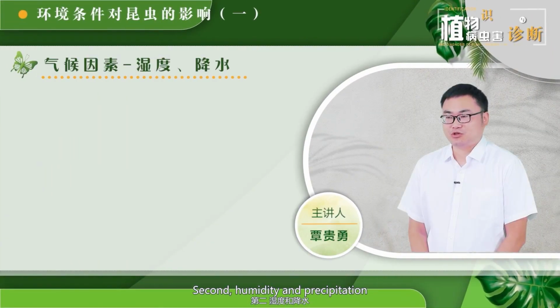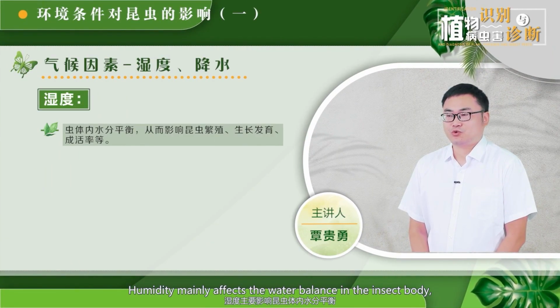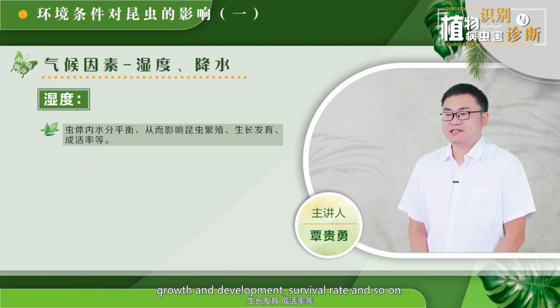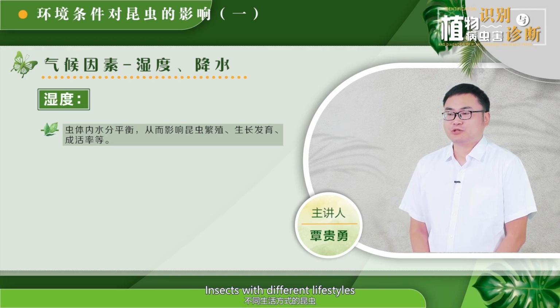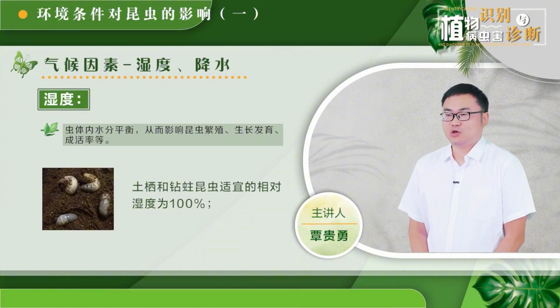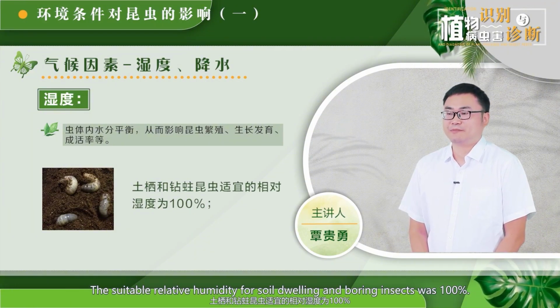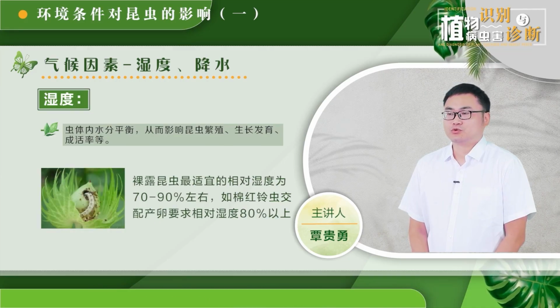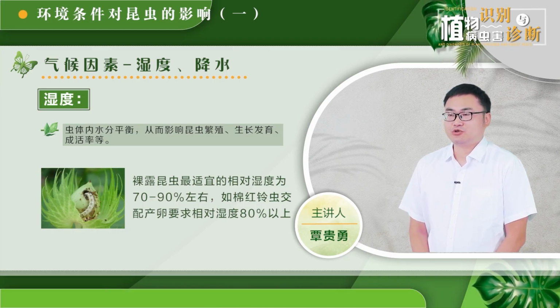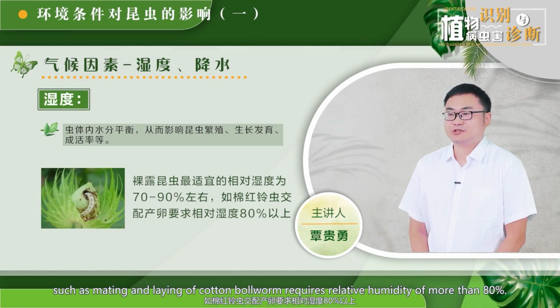Second, humidity and precipitation. Humidity mainly affects the water balance in the insect body, thus affecting the insect reproduction, growth and development, survival rate, and so on. Insects with different lifestyles have different requirements for environmental humidity. Aquatic insects, such as mosquito larvae, tend to die when they leave the water. The suitable relative humidity for soil-dwelling and boring insects is 100%. The most suitable relative humidity for naked insects is about 70 to 90%, such as mating and laying of cotton bollworm requires relative humidity of more than 80%.